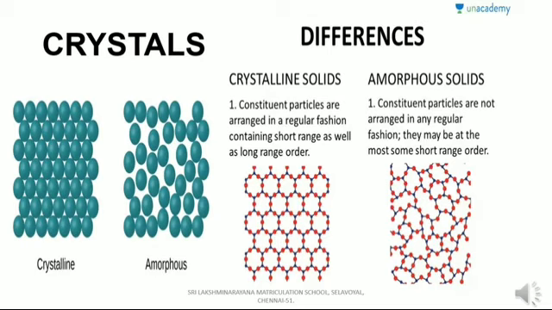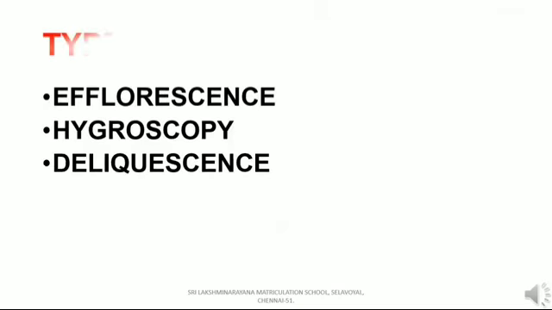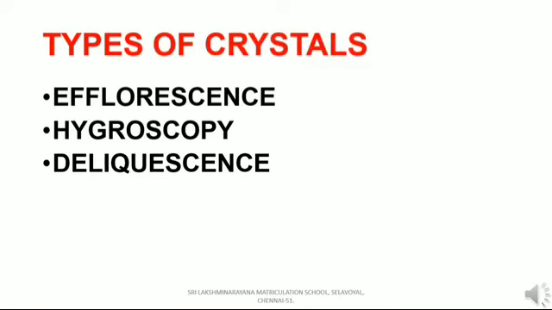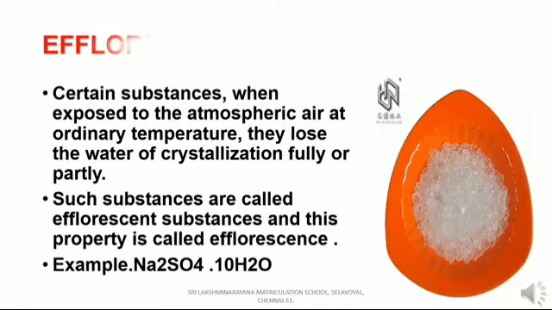Next, the differences between crystalline solid and amorphous solid. In a crystalline solid, the molecules are arranged in a regular shape, but in an amorphous solid they are arranged in an irregular shape, not arranged properly. Crystalline solids contain short range as well as long range order, but amorphous solids may have at the most some short range order only. Then next, types of crystals: efflorescence, hygroscopy, deliquescence. These are the 3 types of crystals.